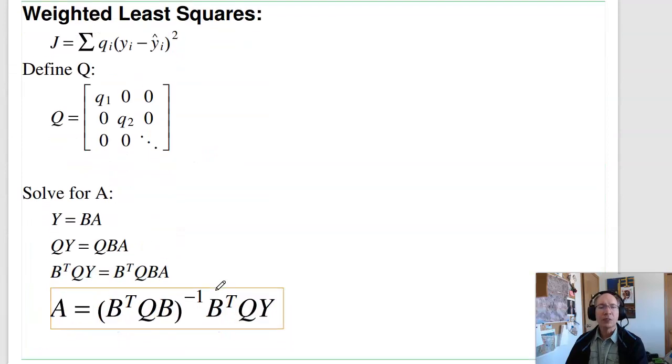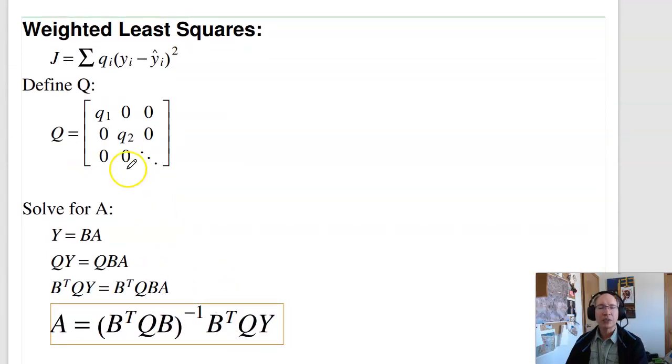Just for completeness, there is a thing called weighted least squares. If I want to weight the data differently, what I do is take my equations, multiply on the left by Q. Q is my weighting, such as if the weightings are 1, 1, 1, 10, the third data point has a weighting of 10, all the rest of the weightings are 1. Multiply on the left by B transpose. Now invert B transpose QB. This is weighted least squares.